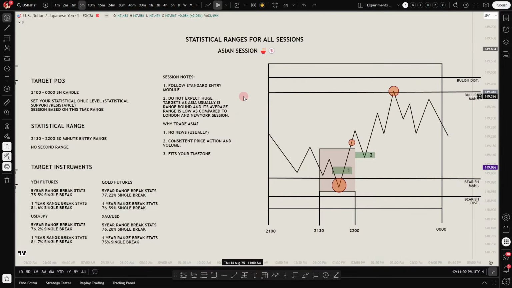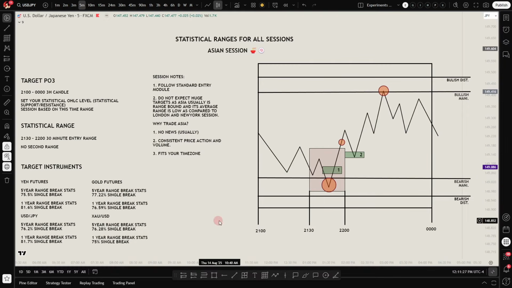The main advantage of this session is consistent, clean price action with minimal news-driven volatility. In practice, for bullish scenarios, try to wait until price taps the manipulation level of the statistical support resistance. Then apply the Entry 1 module, and if conditions allow, consider Entry 2 as well. This is the structure I follow for the Asian session: simple, disciplined, and effective.